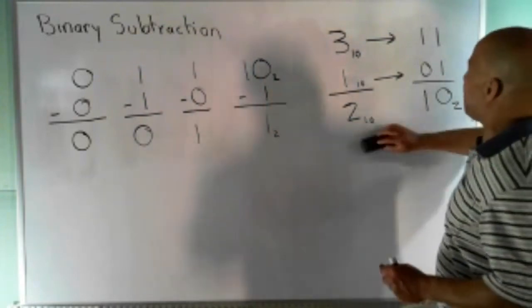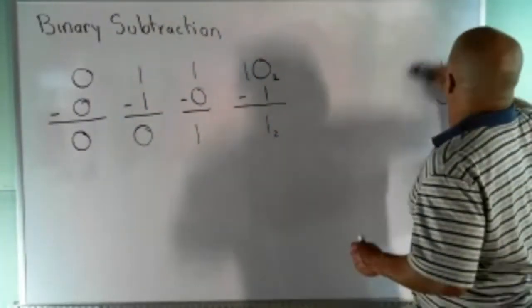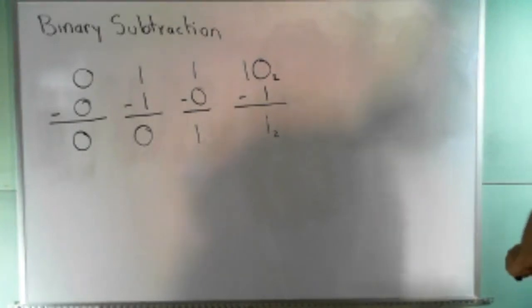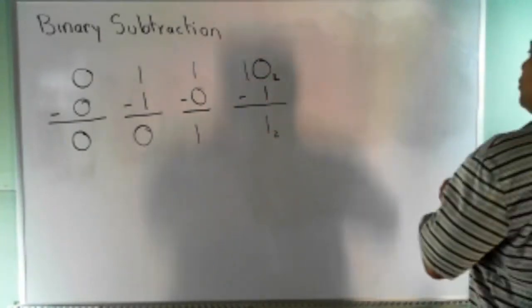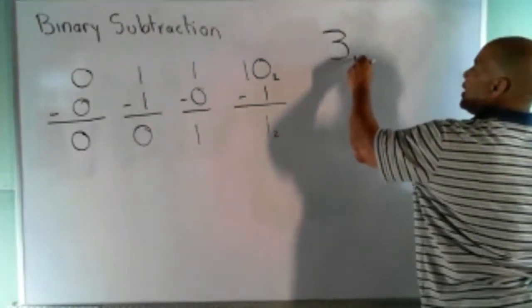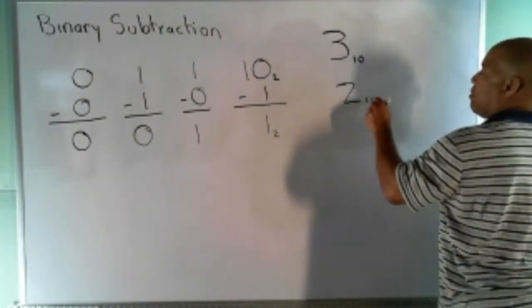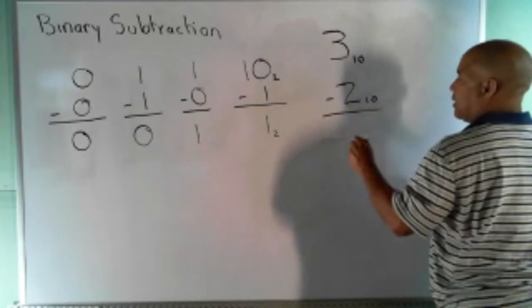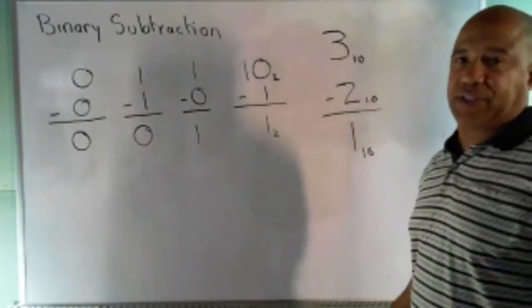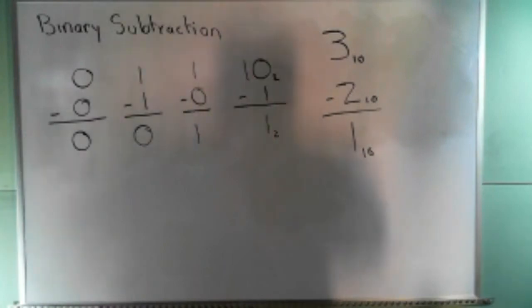I'll be quiet for a minute and give you a chance to work on it. I got a 3 minus 2 this time. So I got a 3 base 10, take away 2 base 10, I'll get a 1. So convert that over, apply the rules, and let's see what you come up with. See if you get the right answer.